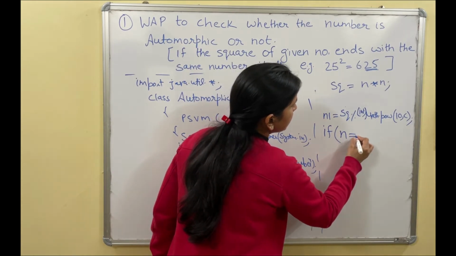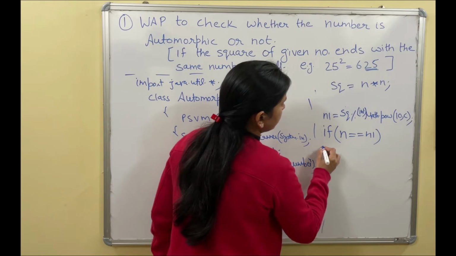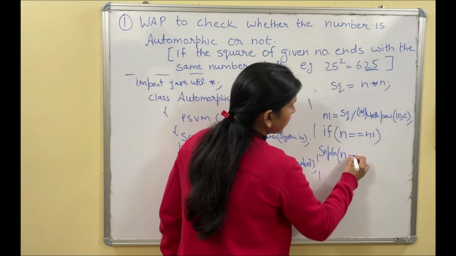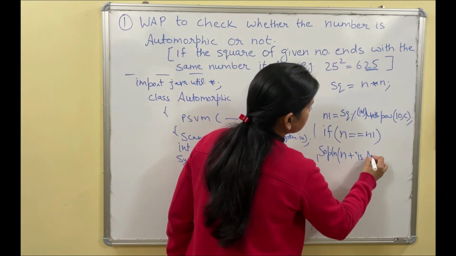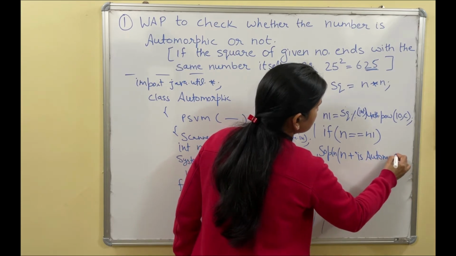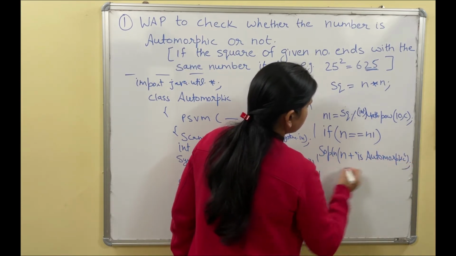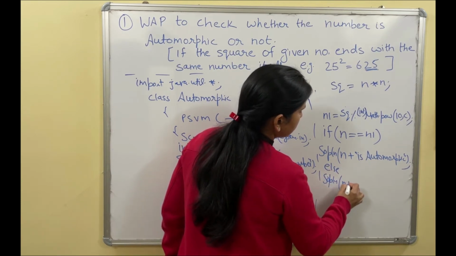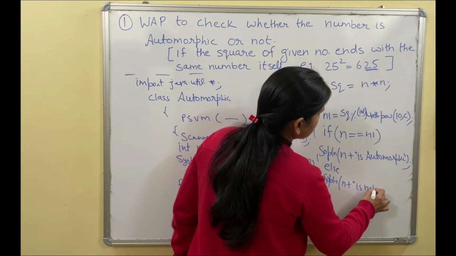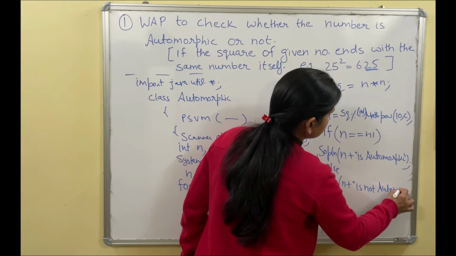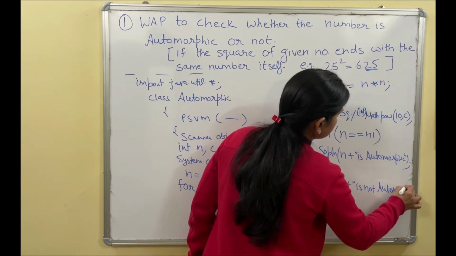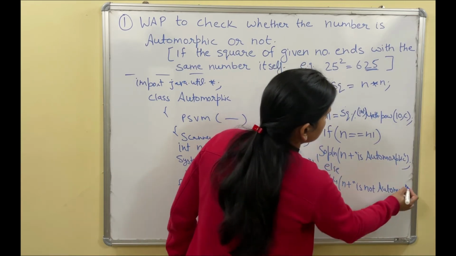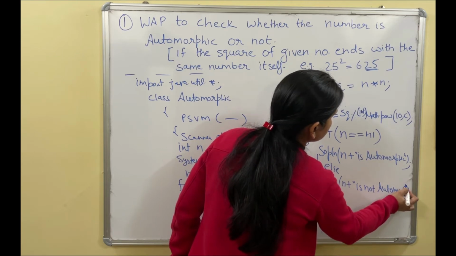If n equals n1, then SOPLN, System.out.println, "n is automorphic". Else SOPLN, "n is not automorphic". At the last, we will apply the terminator semicolon. We will enclose this within double quotes.